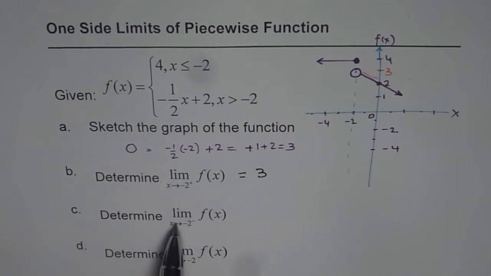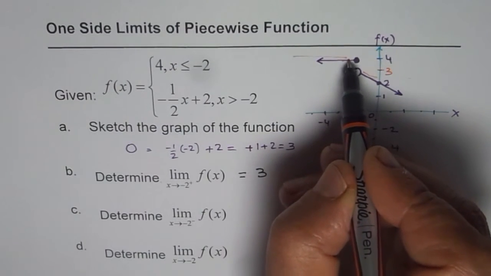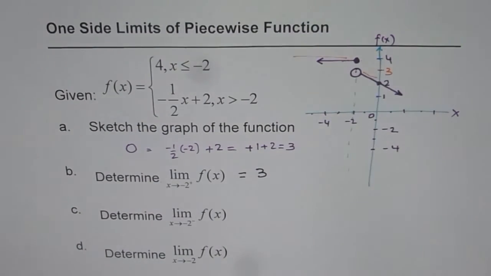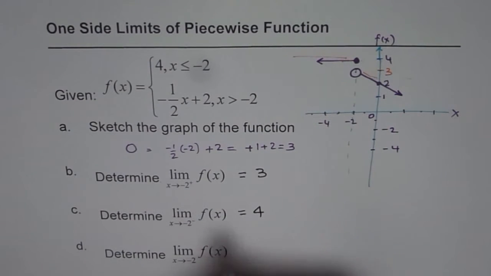Now let us check the limit of the function when x approaches minus 2 from the left side. That minus sign on the top says approach from the left side. So if you approach from the left side, you are here, correct? So you are approaching a value of 4. So this value is indeed equal to 4. That is how you find a one-sided limit of the function, correct?